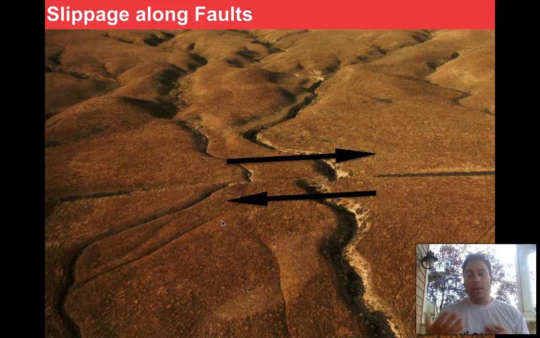Right? So in terms of what we call relative motion, we would say that this is a right lateral fault, or a right lateral strike slip fault. We'll be explaining what those are in this lecture as well as in a future lecture.